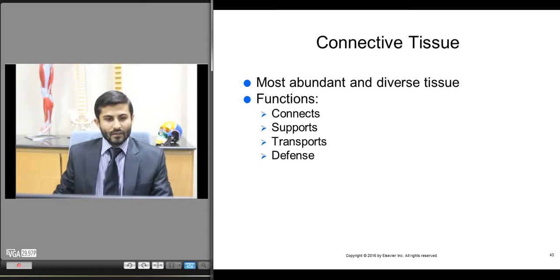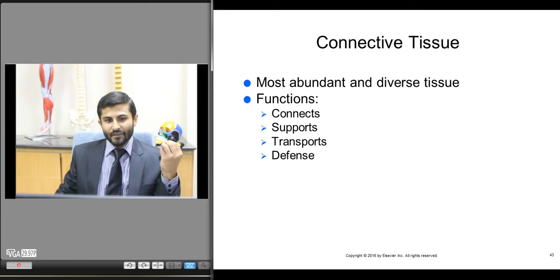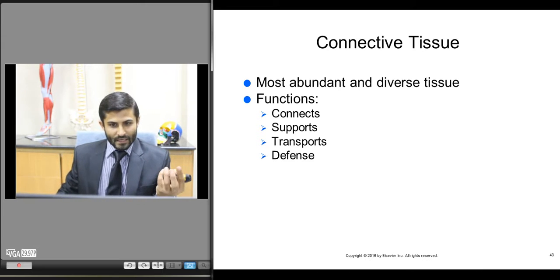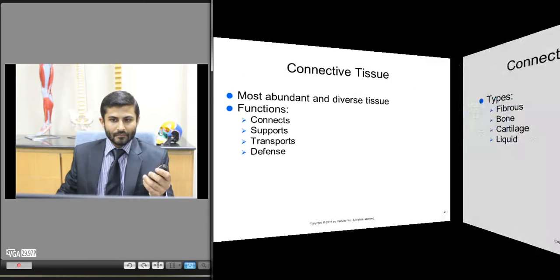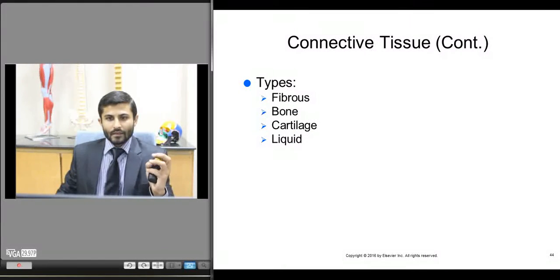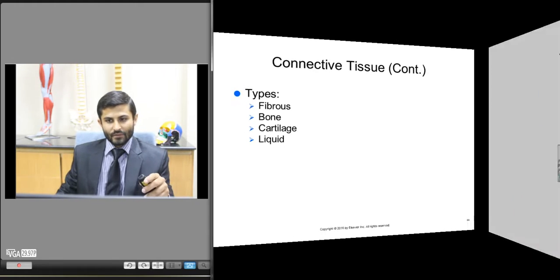Connective tissue: from the name one can infer that connective tissue serves the purpose of connecting the tissues. It is the most abundant and diverse tissue. Its functions are, first of all, to connect, then to support, then transport and defense. There are four types of connective tissue: the fibers, the bone, the cartilage, and liquid. As I told you, blood is a specialized connective tissue.